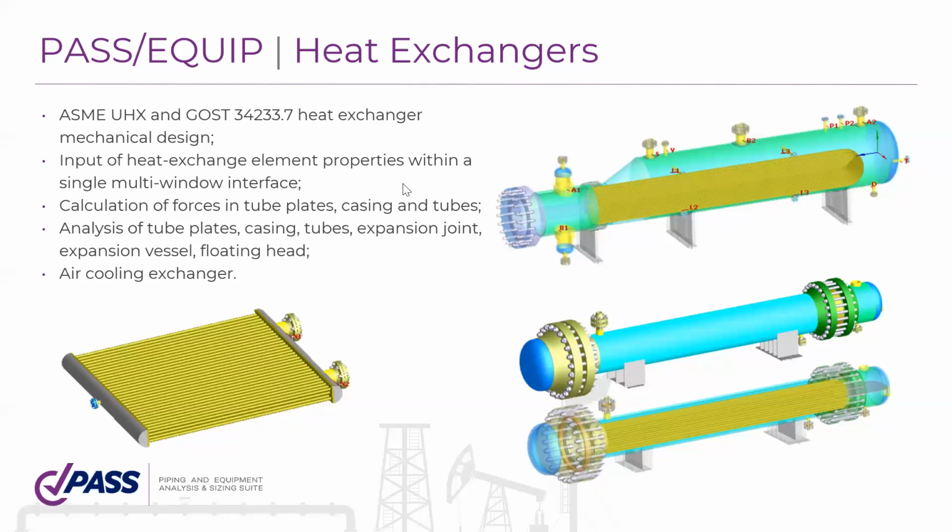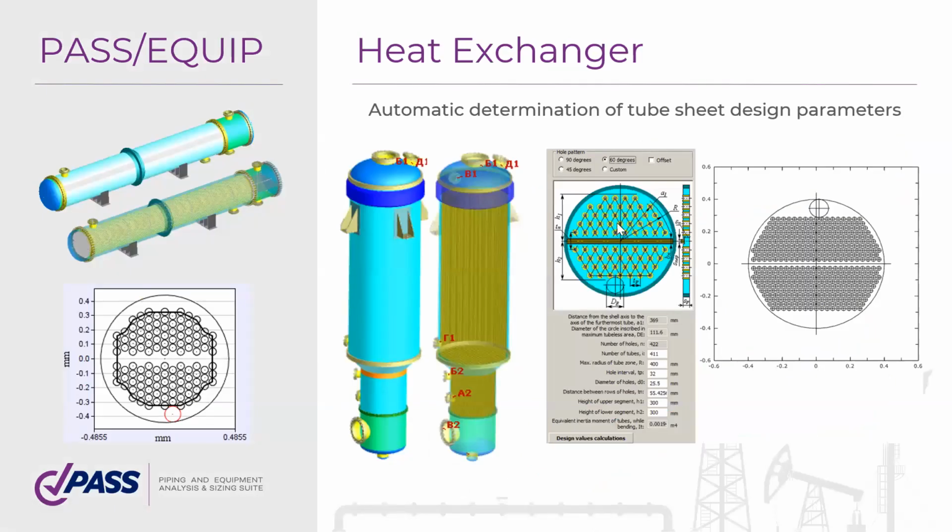Heat exchangers. For heat exchangers, we have different types of shell and tube heat exchangers. Some of them you can see here. And a very important point is that we can define tube sheets, including very complex tube sheets. We have a special editor to define tube sheets. You define the space in the section for tube sheet pipes, and the software itself calculates how many pipes you can have here, how they are placed, and so on.